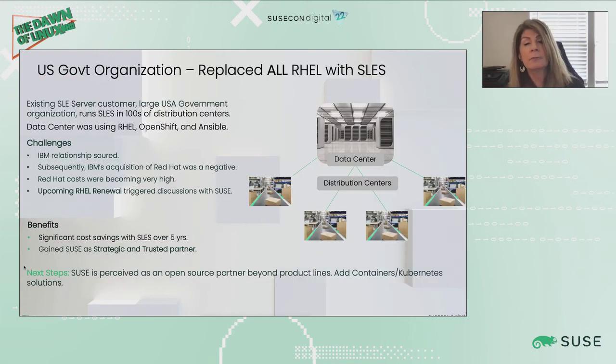This next one is a US government organization. They had a long-standing relationship with Red Hat, but it was starting to sour a little bit, especially with IBM's acquisition of Red Hat. It just didn't help. They started to talk to SUSE around the time of their Red Hat renewal, when Red Hat might be wanting to get more money out of them. SUSE was able to address all their needs with SUSE Liberty, and at the same time provide them with significant cost savings. The best part? They saw SUSE as a trusted partner who was strategic to their growth.